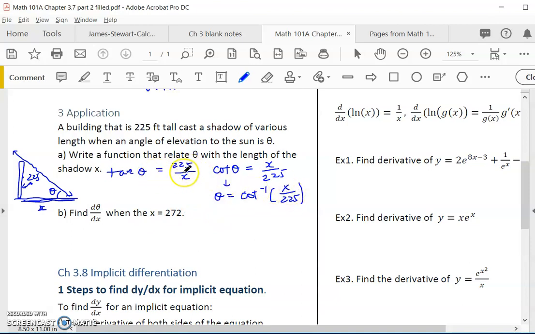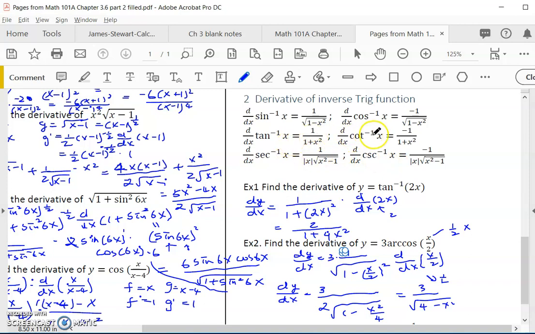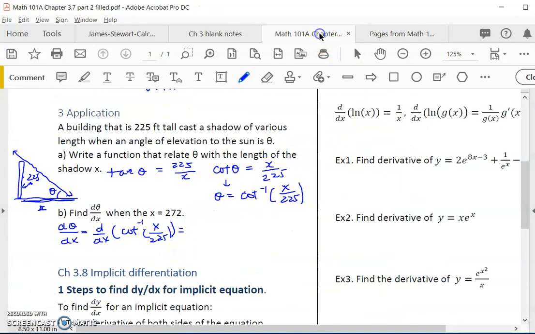If you use tangent, it's harder to do. Cotangent, with x in the top, is easier. So d theta dx would equal the derivative of cotangent inverse of x over 225. This is a composite function. Outside is cotangent inverse, inside is x over 225 because it's not exactly x. We'll do the outside first. What is the formula for cotangent inverse? Let's look at the last page. The derivative of cotangent inverse of x is negative 1 over 1 plus x squared.